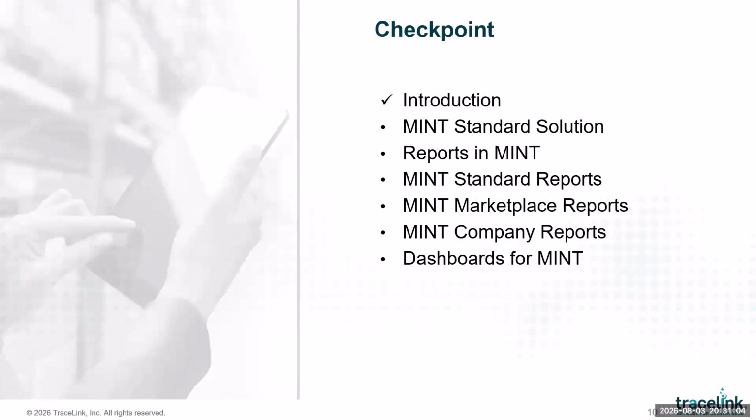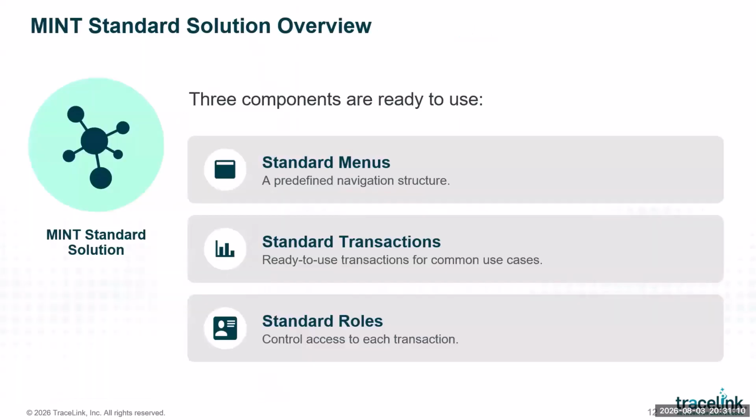Now onto the Mint standard solution. We're starting with the Mint standard solution because this is the foundation for everything we'll do in this course. Every Mint deployment begins with a standard solution. This is the package provided and maintained by TraceLink. It includes pre-configured capabilities such as standard menus, pages, roles, and transactions that support common business needs. In many cases, these standard capabilities are already available, and the main task is simply making sure the right users have the right access. This is why checking the standard Mint solution is always the best first step.